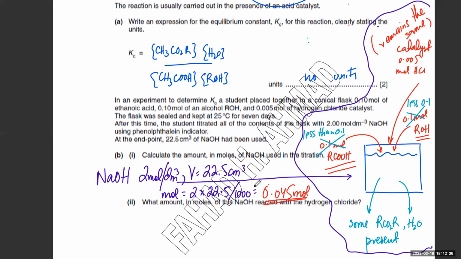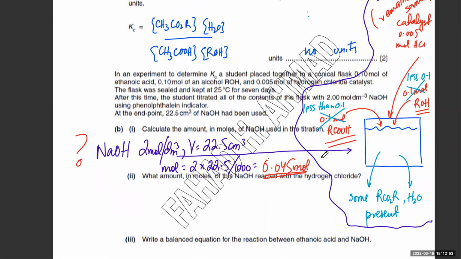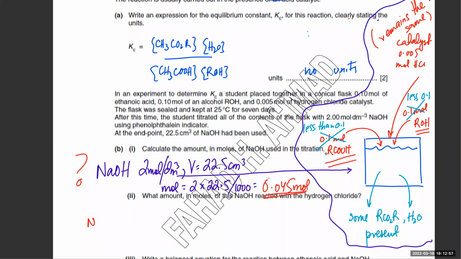So now the second question is, what is this NaOH reacting with? I mean, that's the question. So who is it going to react with? पहले तो बताओ कि it will react with HCl, right? I mean, what is the amount in moles of NaOH that reacted with HCl? We know that NaOH reacts with HCl. But in सारी चीजों में what are the things that are present? There's HCl, there's carboxylic acid, there is alcohol, there's an ester, and there's a water molecule.